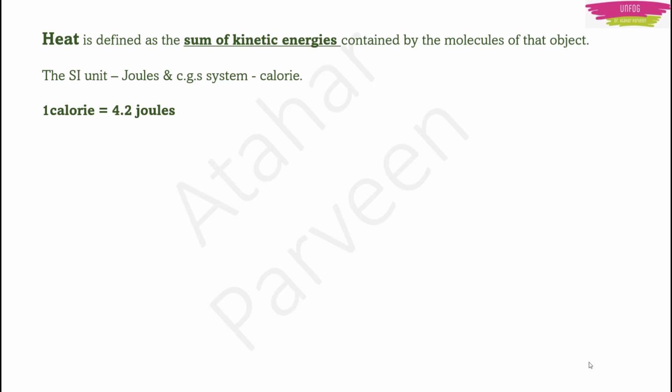Okay. Now, when I say that heat is equal to sum of kinetic energies, then I mean to say that heat is proportional to the kinetic energy, or it is equal to kinetic energy, isn't it? Now, what is this kinetic energy? Now, this kinetic energy is equal to half mv square, isn't it? Where m is the mass and v will be the velocity of the molecules. Thus, I can also say that the heat of an object is directly proportional to the sum of the mass of the molecules present in that object. Or in short, we can say that heat is directly proportional to the mass of the object. Okay.